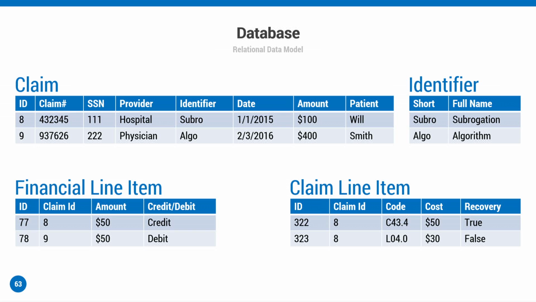And then there's this idea of claim line items, which are the codes that they would actually put in for what medical procedure was performed on you.